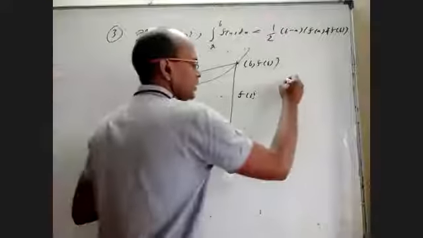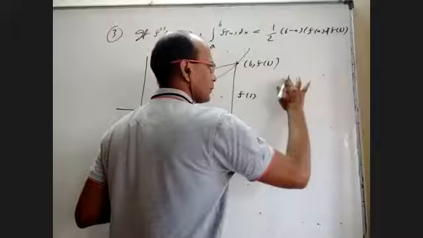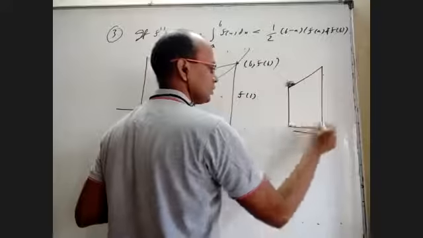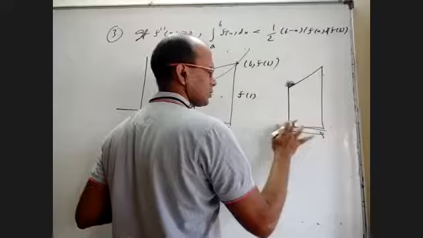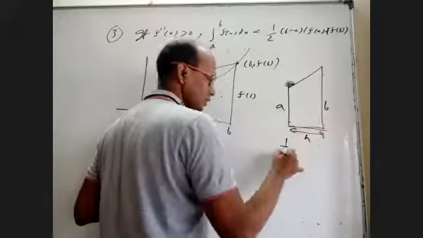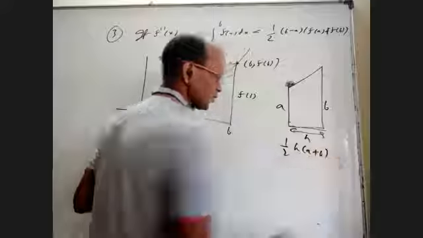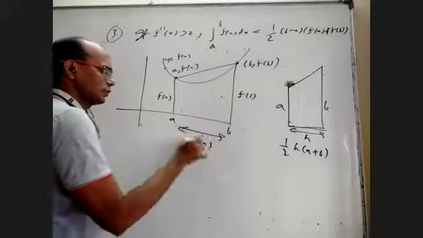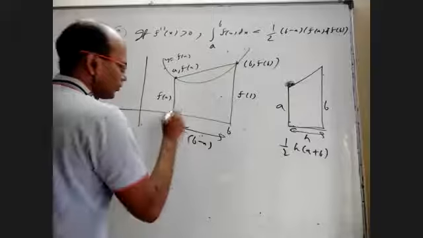Okay, for any trapezium, the distance between the parallel lines may not be perpendicular, but the distance between the parallel lines is h. This is a, this is b. Area formula is half of h into a plus b. Here that width is b minus a. This height is f of a, this height is f of b.